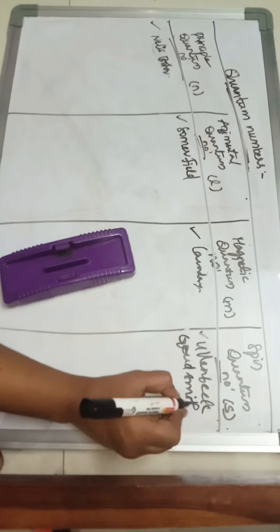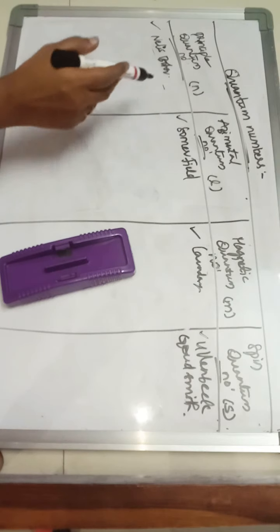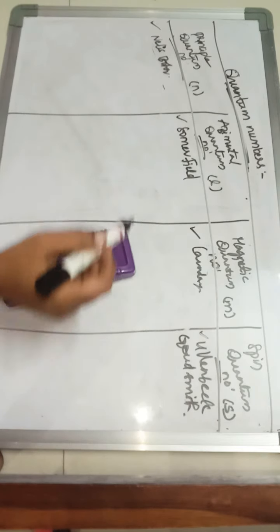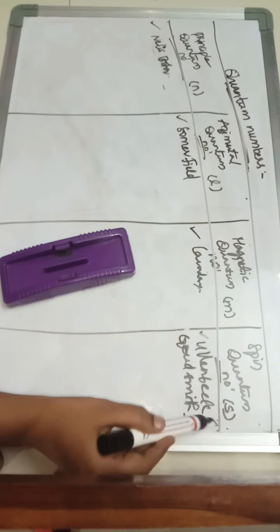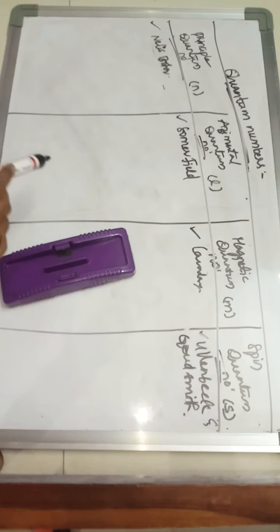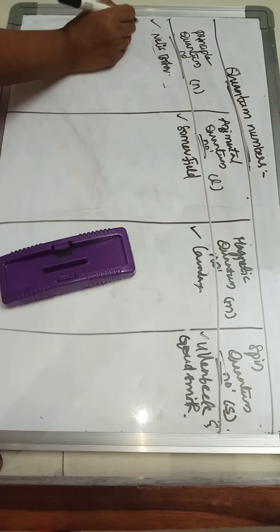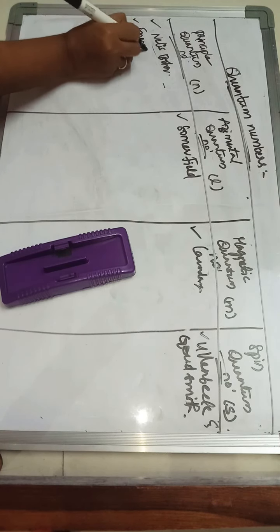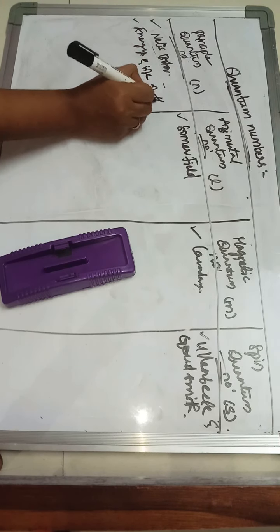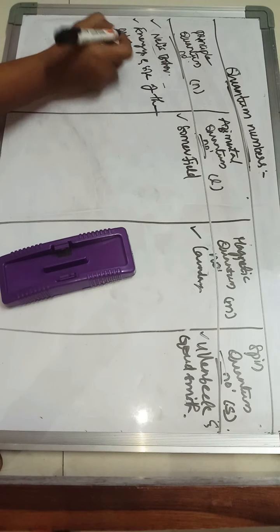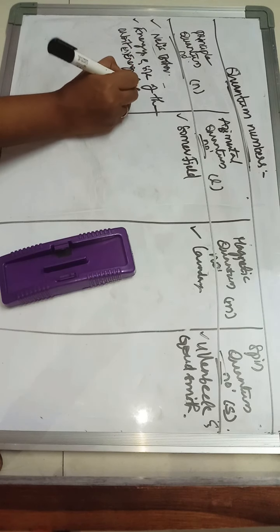Okay, Niels Bohr explained the principal quantum number, Sommerfeld explained the azimuthal quantum number, Landé explained the magnetic quantum number, and Uhlenbeck and Goudsmit explained the spin quantum number. Okay, this principal quantum number explains the energy and size of the orbit, or energy levels. Okay, orbit or energy levels or shell.